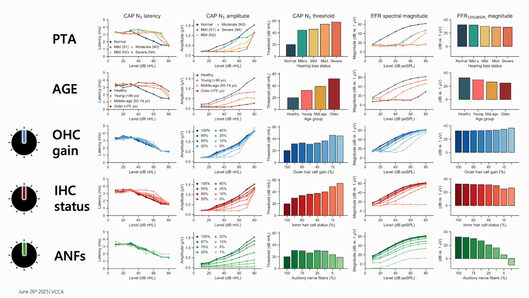We can put all of this information together in one very busy slide, where each row is a profile, a different type of loss, and every column is a different electrophysiological metric. This can provide an overview of how different damage is, according to the model, reflected in different electrophysiological or AEP metrics.